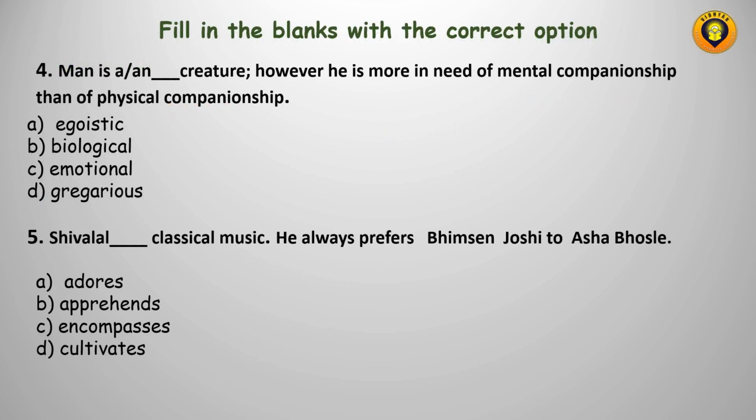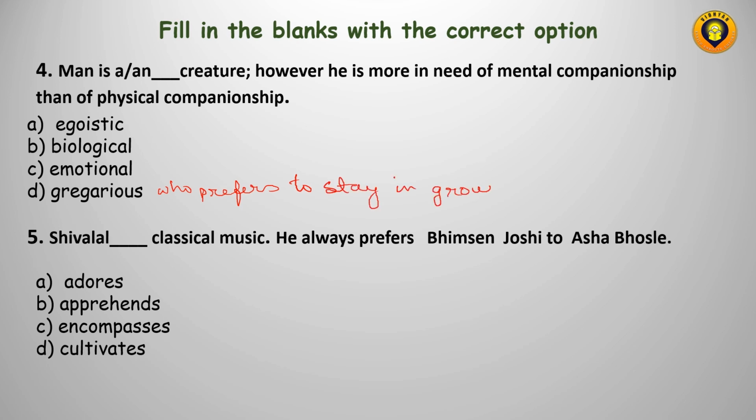Man is an dash creature. However, he is more in need of mental companionship than of physical companionship. Four options have been given. Egoistic, which means a person who is self-obsessed and thinks that he is superior to others. Biological means we are all biological beings. Emotional, we all have emotions. And gregarious means who prefers to stay in groups.